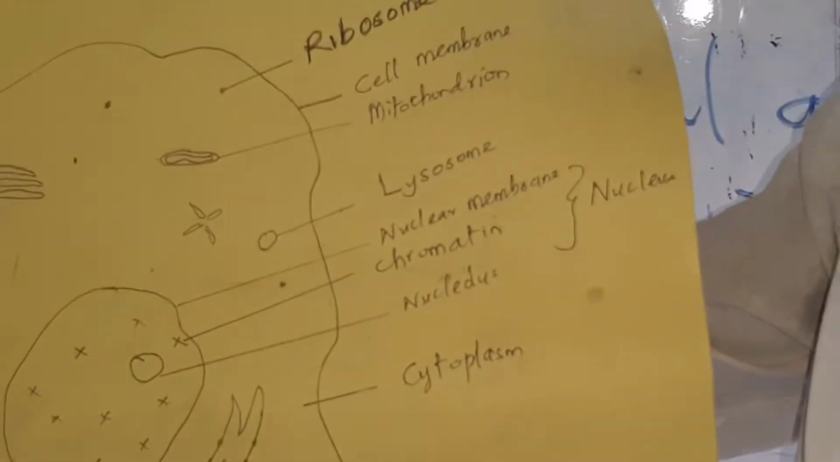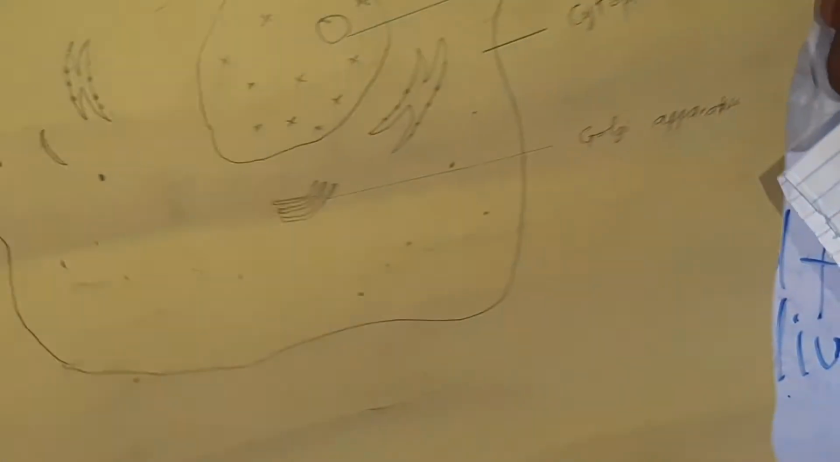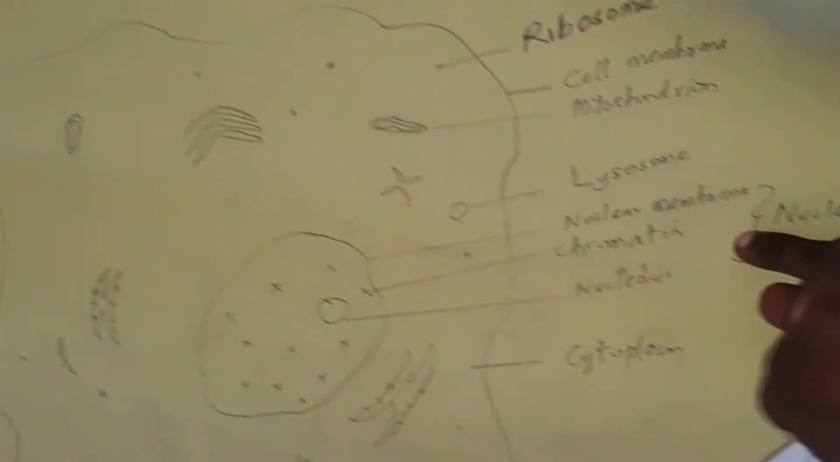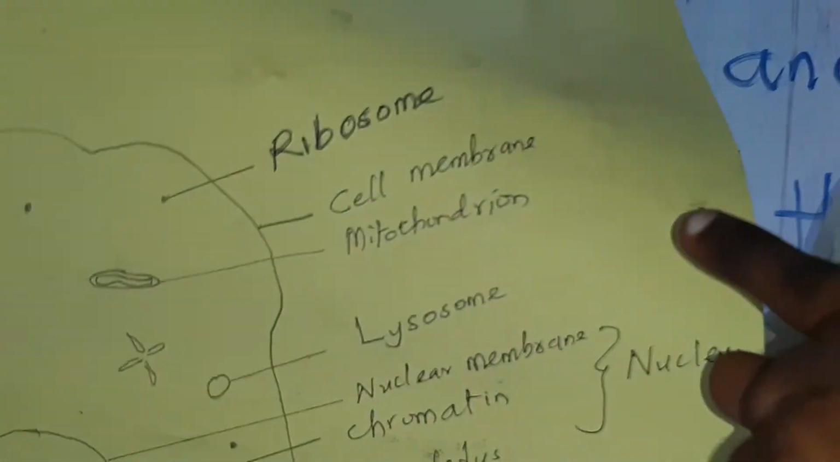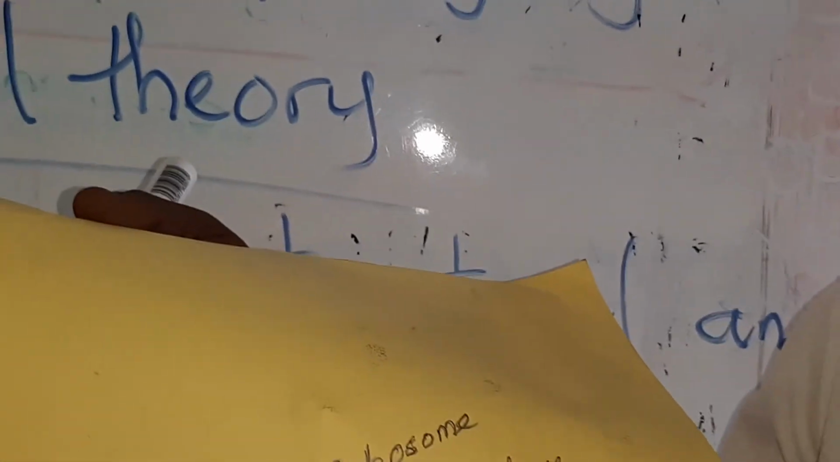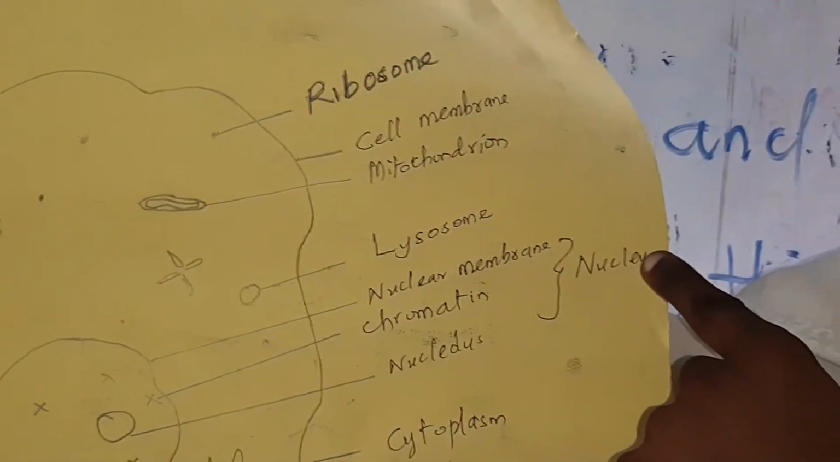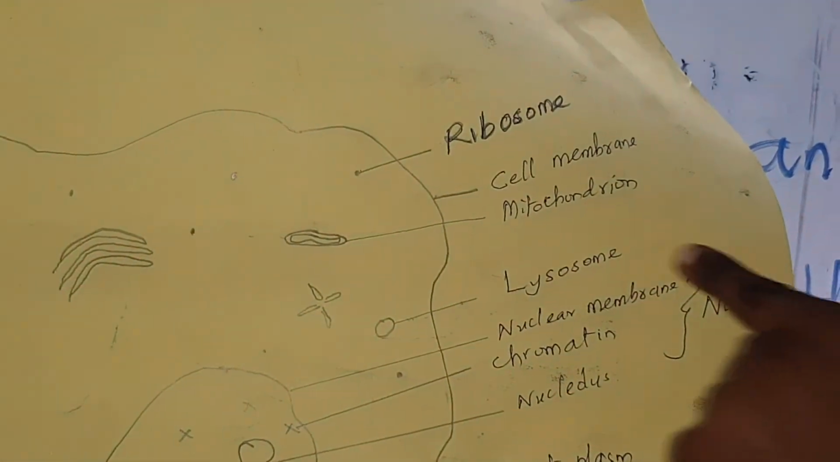Remember I said these organelles carry out different functions. Now, this is the nucleus. The nucleus is what controls the activities going on in the cell, just like the heart or the brain. They call it the heartbeat of the cell. You can see it right here. This is the nucleus. Now we have the mitochondria.